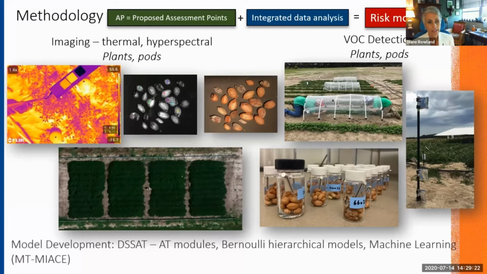Then taking that data from these advanced sensor sources, we've been looking at the DSAT aflatoxin modules developed by Dr. Booty, also Bernoulli hierarchical models, and then moving into machine learning, and again, hopefully to artificial intelligence approaches.